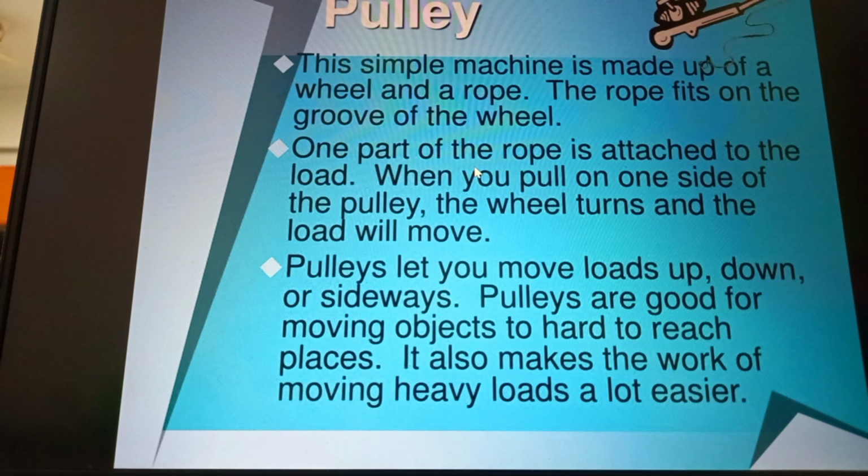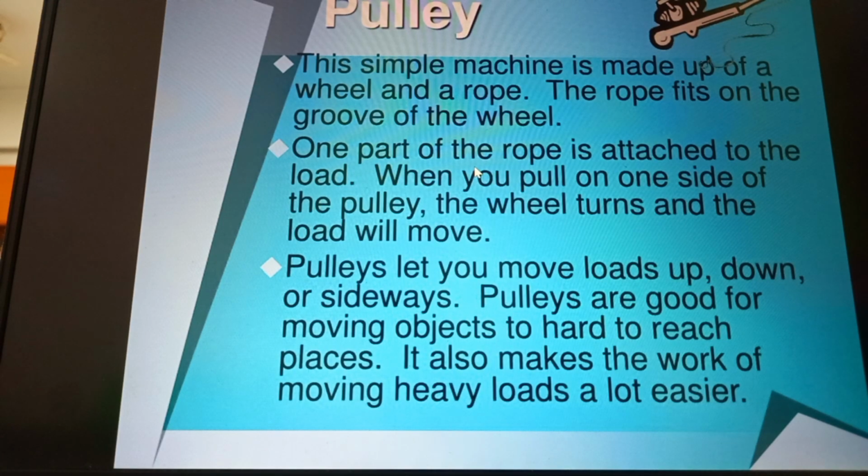Another one is a pulley. A pulley is a simple machine made up of a wheel and rope, as I said earlier, like raising flags on our school flagpole. The rope fits in the groove of the wheel. One part of the rope is attached to the load. When you pull on one side of the pulley, the wheel turns and the load will move.